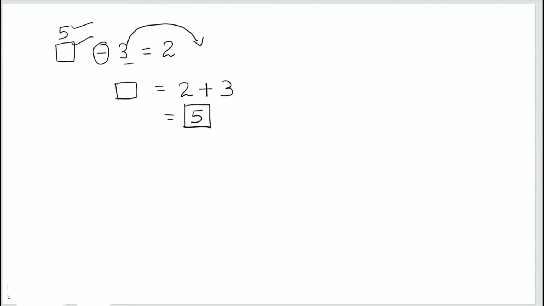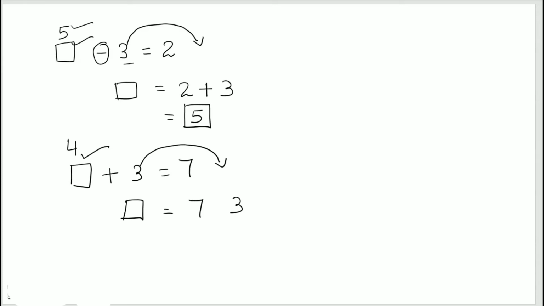Let's try one more example. Say there's a blank box plus 3 equals 7. Now to find out what number should be added to 3 to get 7, we know that 4 plus 3 gives us 7. Now how do we calculate this? Blank box. Move this 3 to the other side. So this would be 7 and 3, right? And this plus sign becomes a minus sign. So 7 minus 3 equals 4.